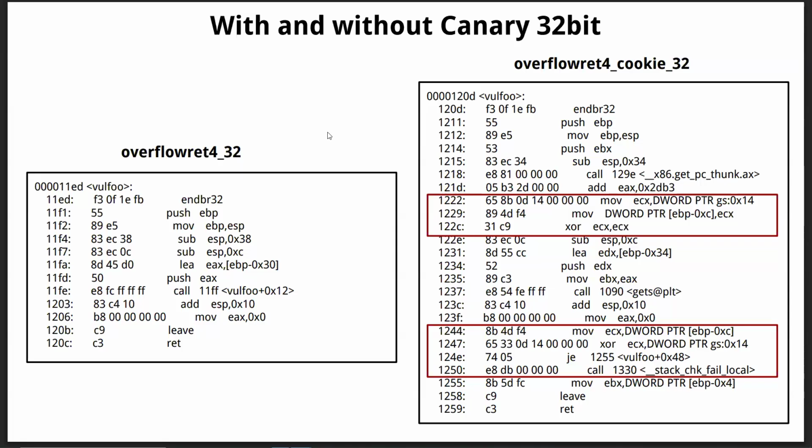We move that Canary to ECX. Then the second instruction moves ECX to EBP minus C. That's it, we're putting that Canary onto the stack at EBP minus C. Then we exclusive OR ECX to clear it to 0. Our buffer is now at EBP minus 34. Previously, our buffer was at EBP minus 30. So if we think about the stack, what do we have?